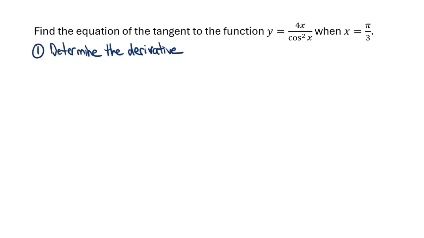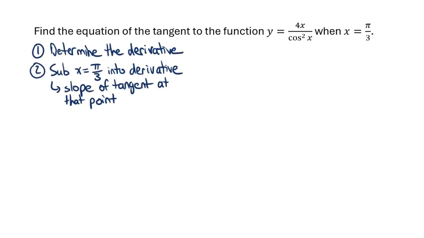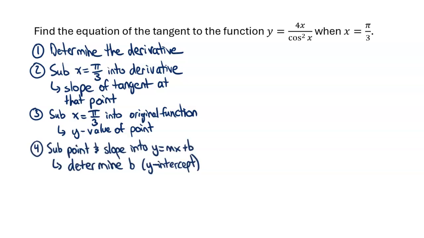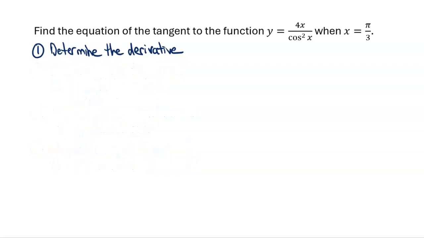We're going to determine the derivative, and once we've done that, we're going to sub x equals pi over 3 into the derivative, which is going to give us the slope of the tangent to that point. We're going to then sub that into the original function to get the y value, and finally find the y-intercept by subbing that into y equals mx plus b. So step 1, determine the derivative.